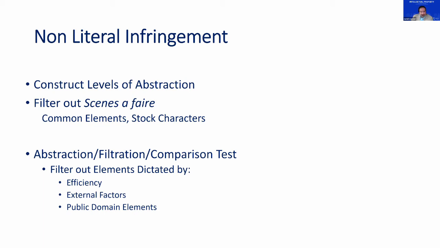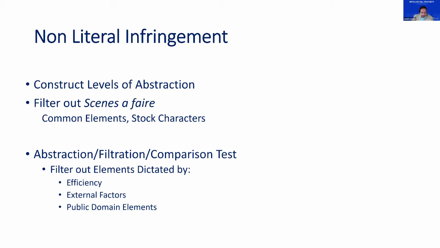The way it generally works is you break down the works into levels of abstraction. Think of them as high level and low level. And then from each level, you filter out things that are called scènes à faire, stock characters, common elements, things that are going to be present no matter what in any of the works. If you're writing a story about teenage wizards, you're not inherently infringing Harry Potter just because you're writing a story about a wizard. J.K. Rowling, of course, doesn't own the genre.